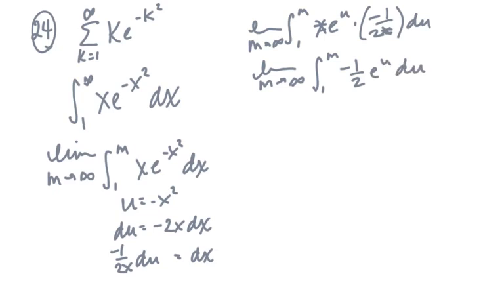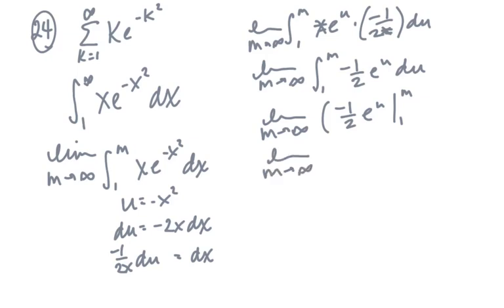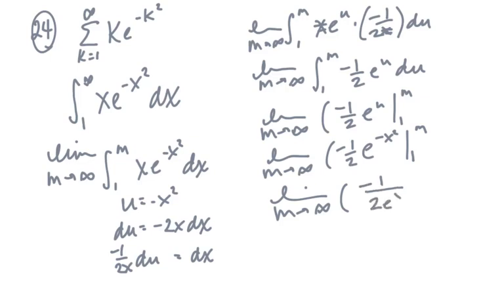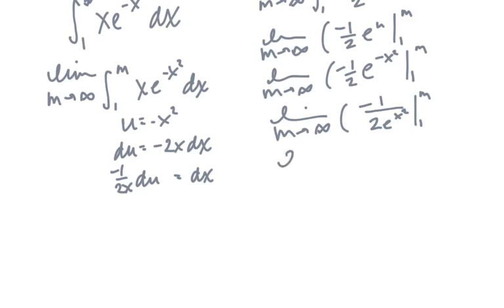You can't integrate e to the minus power. You can only integrate e to the u. No variations of that. Just e to the u. So we say the limit as m approaches infinity, and that integral is negative 1/2 e to the u from 1 to m. Now we need to plug u back in. So we have negative 1/2 e to the negative x squared from 1 to m. Now I'm going to deal with that negative exponent right now. I'm going to say negative 1 over 2 e to the x squared from 1 to m.